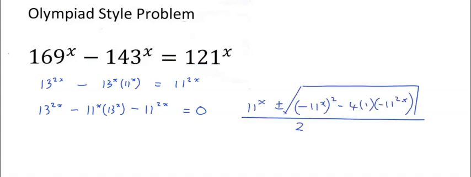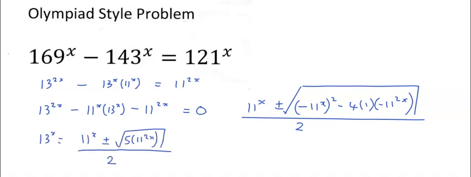And with the formula, we have 11 to the power of x plus or minus the square root of minus 11 to the x squared minus 4 times 11 to the power of 2x, all over 2. And I can now clarify that. And we have 13 to the power of x is 11 to the x plus or minus the square root of 5 times 11 to the 2x, all over 2.